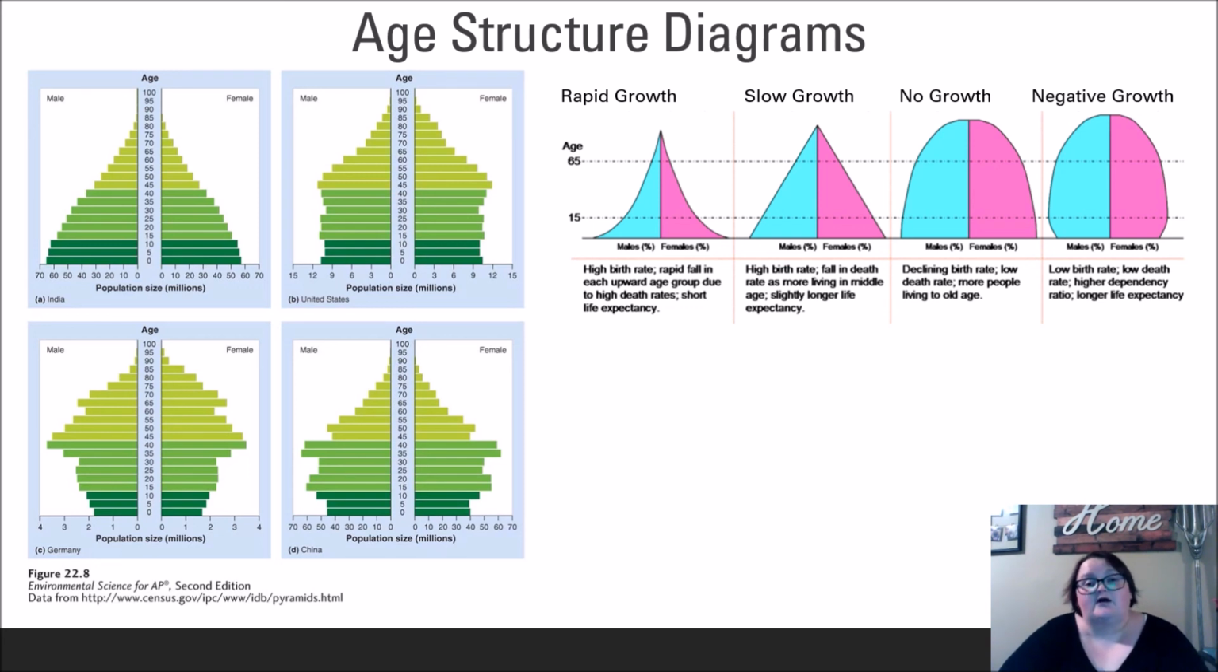No growth or constant growth has cohorts that are relatively equal in their proportions. Countries like China are moving toward a constant population growth. Lastly, negative growth has a pre-reproductive cohort that is significantly smaller than the other cohorts, leading to a future decline in population. This is best seen in countries such as Germany and Japan.